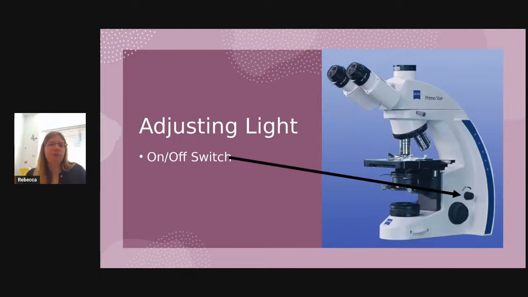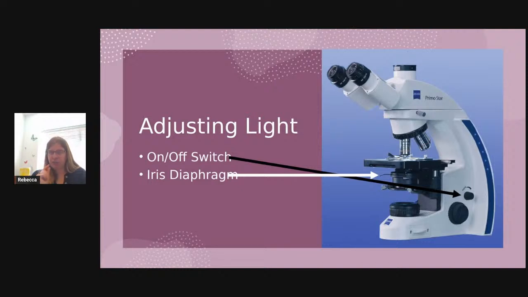And so one of the other things to change is what's known as the iris diaphragm. It's basically like a handle that's under the microscope. That white line or white arrow is trying to point to it, so hopefully you can see that. And that is gonna give you the most minor adjustments.